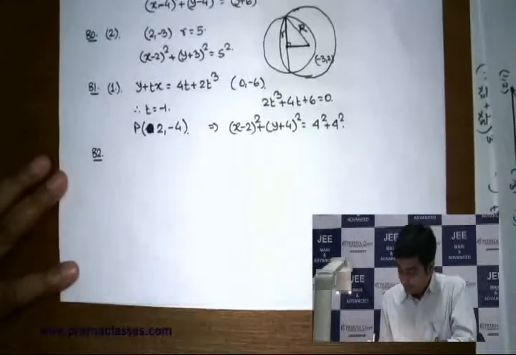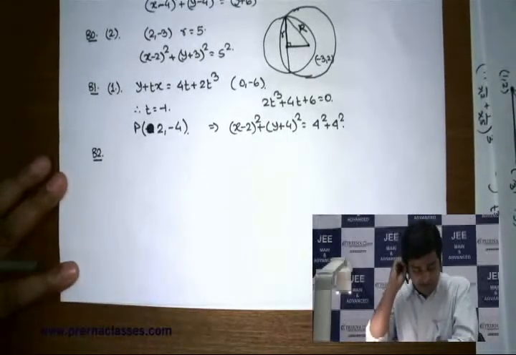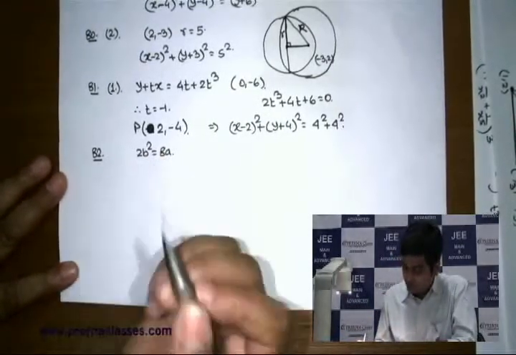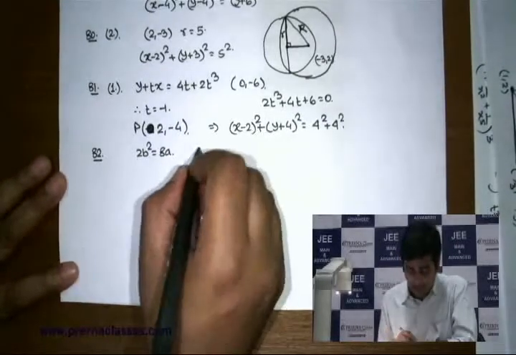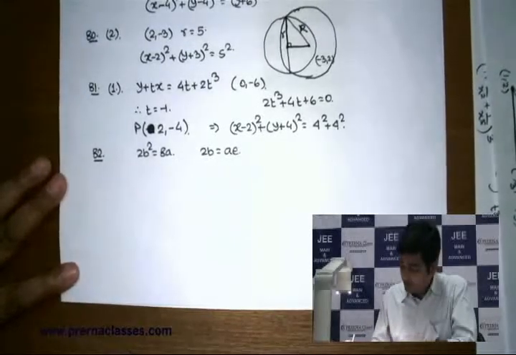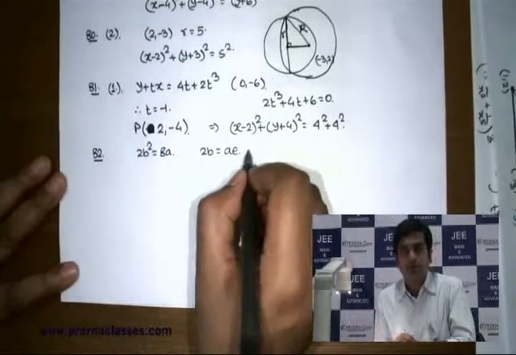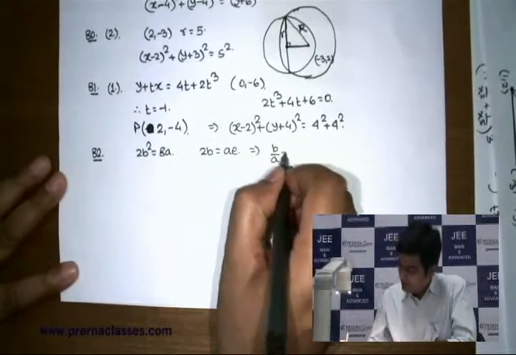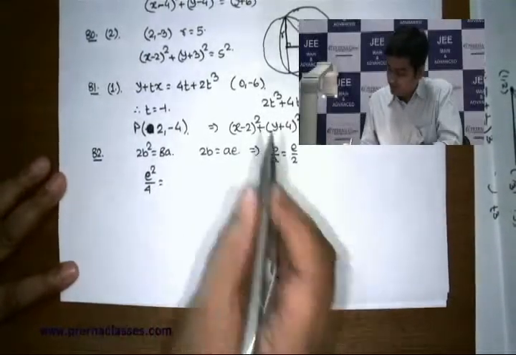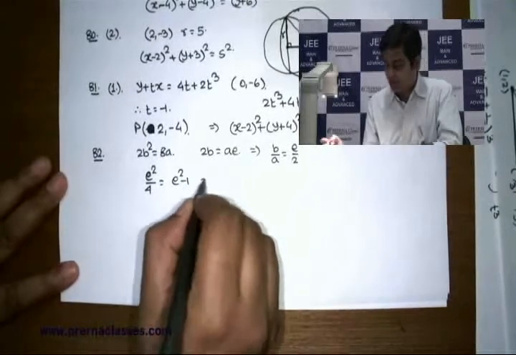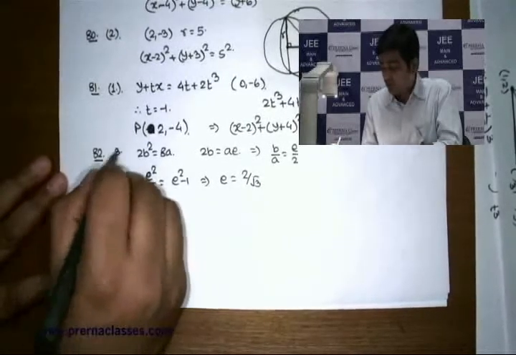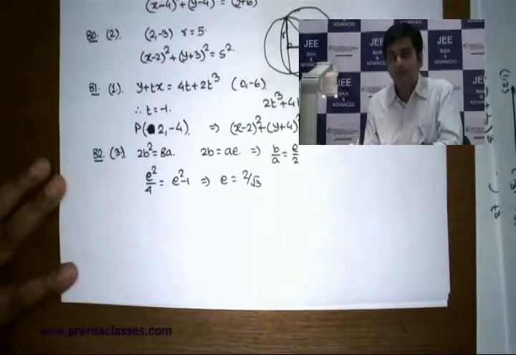In the next problem, it is given to you that the length of latus rectum is 8, that is 2b square by a is equal to 8, and the length of conjugate axis, that is 2b, is given to you as half of the distance between the foci. Clearly then from this equation b by a is known to you as e by 2, and once you utilize the relation between b, a and e for the hyperbola, you will find that eccentricity is going to be equal to 2 by root 3, which is nothing else but option 3 in that one.